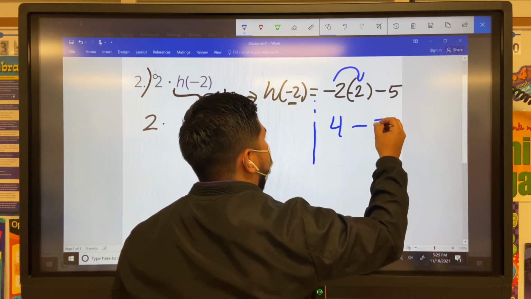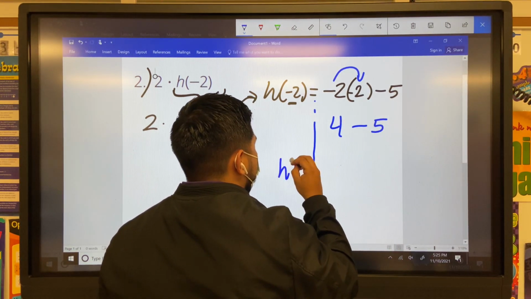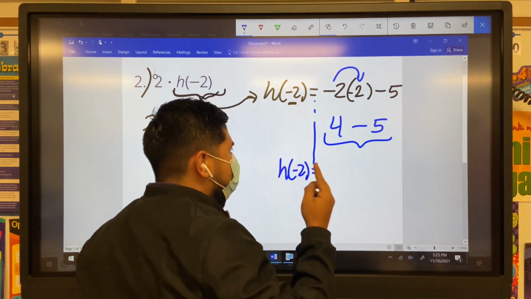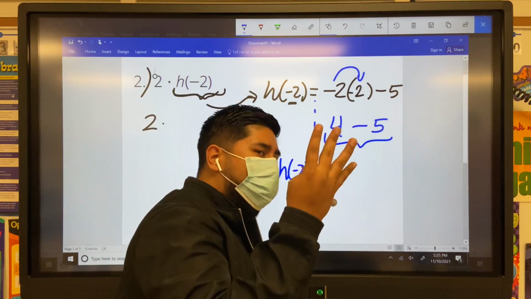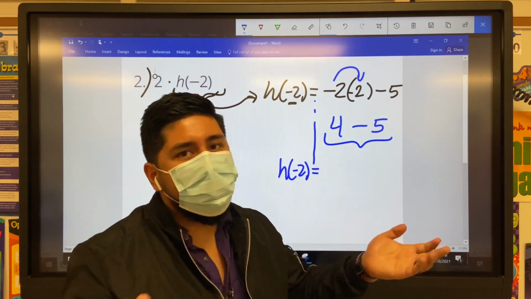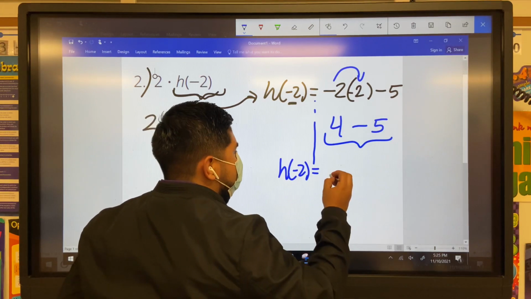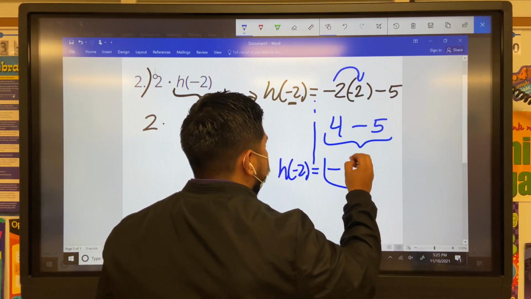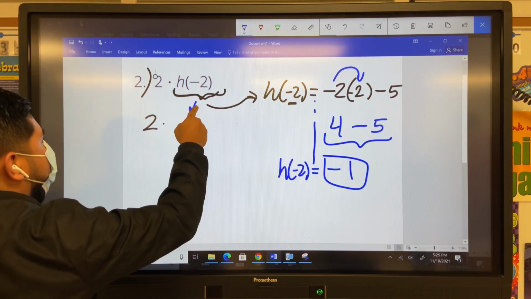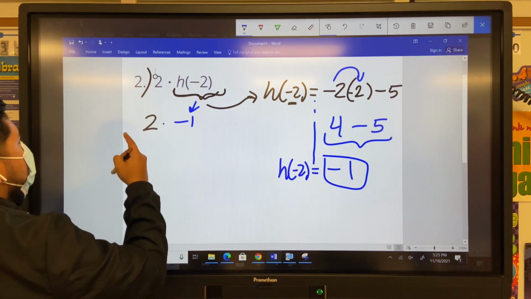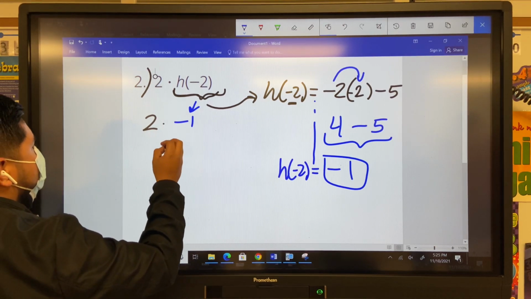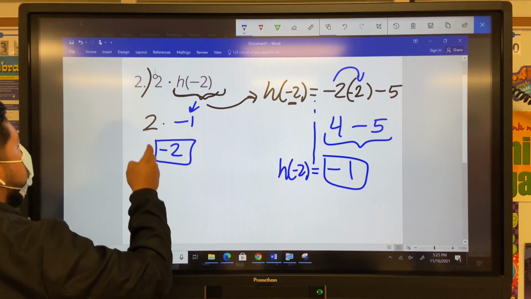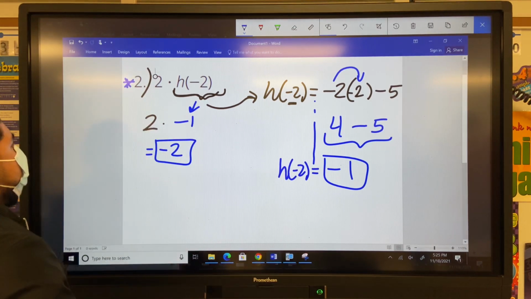Bring down the minus 5. Almost done. H of negative 2 equals all this beautiful stuff. 4 minus 5. If you have 4 fingers and you're taking 5 away, you can't do that. That's a negative number. We get negative 1. Use your calculator if necessary. Gonna put this right here. After that, 2 times negative 1 equals negative 2. And that's my answer for number 2.